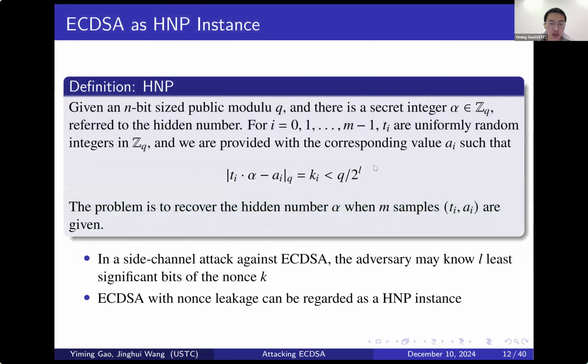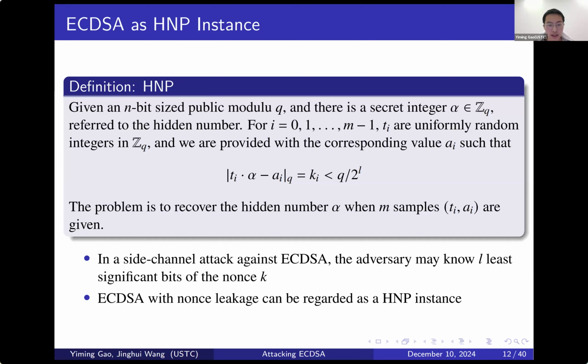Next is the definition of HNP. Given an n-bit public modulus Q, and a secret integer alpha referred to as the hidden number, we are provided with t_i and a_i such that t_i times alpha minus a_i mod Q is bounded. The problem is to recover the hidden number alpha when m samples are given.